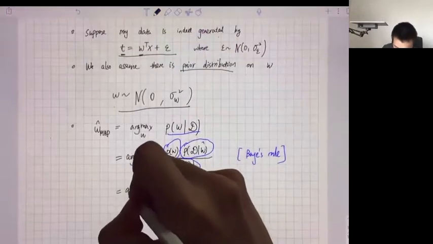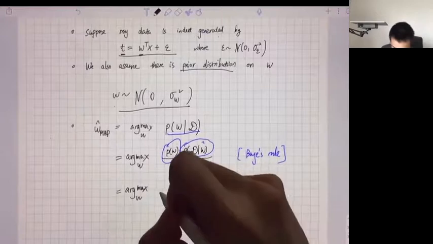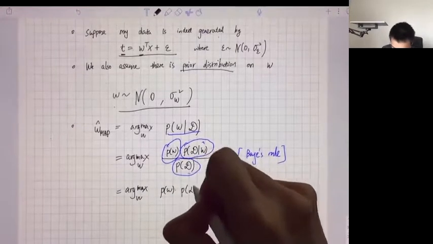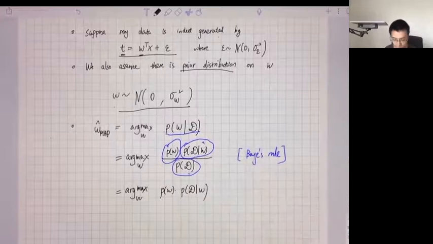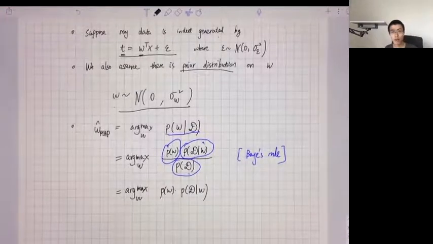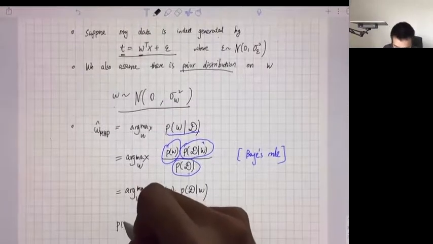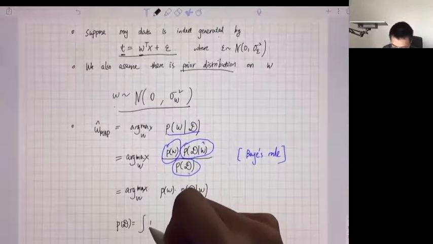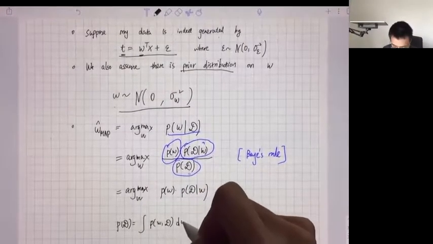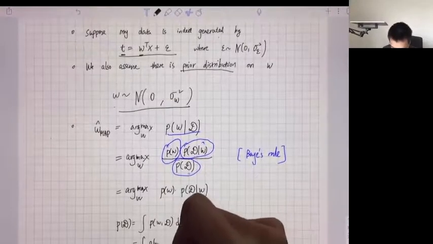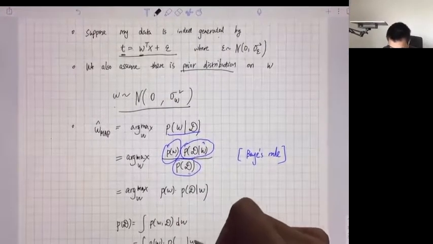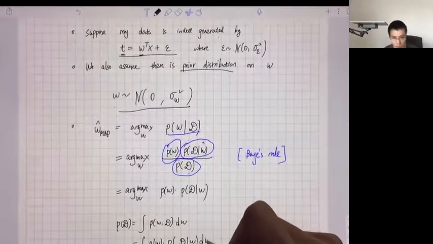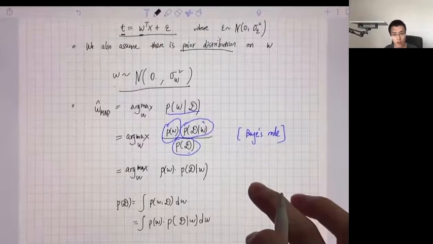So this is the same as saying max over W, P of W times P of D given W, okay? Because I can ignore P of D. P of D is the probability of my data, but my data is fixed, so the probability is fixed. So you can say P of D is the integral over all kinds of P of W, D, dW. I first have P of W, then given that W, I generate D, but I integrate out all kinds of W.